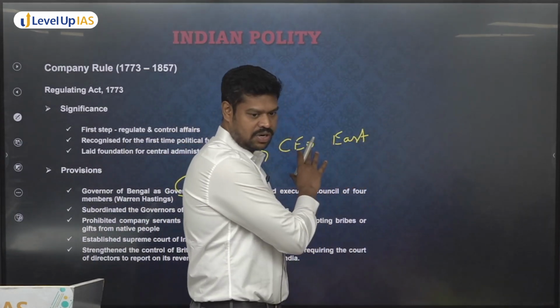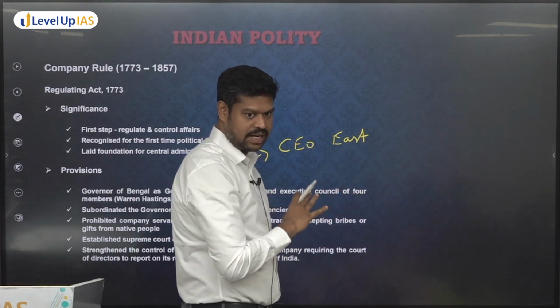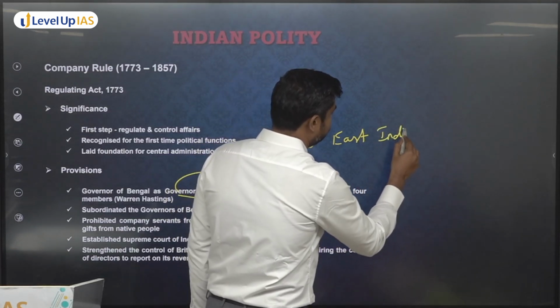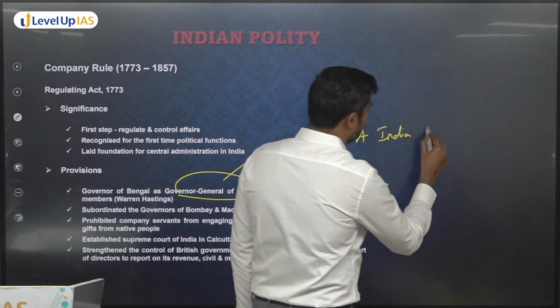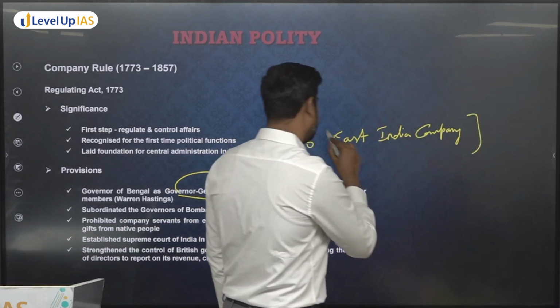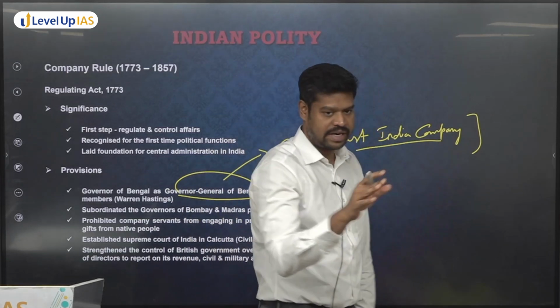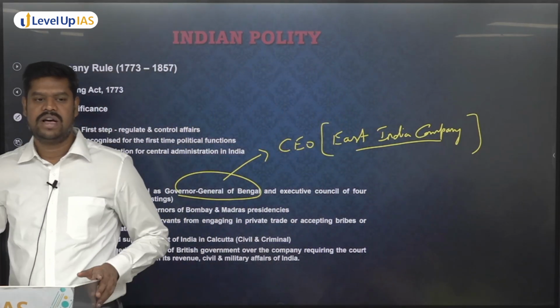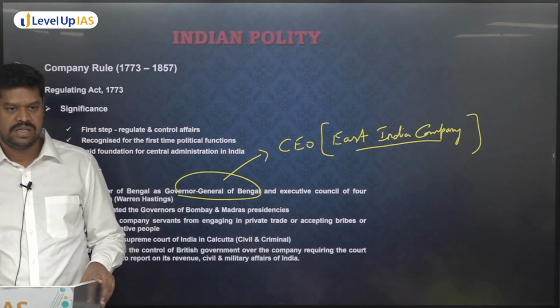Although this reference is not given in the textbook, for your easy understanding, I'm saying he's like a CEO of the East India Company. And who appoints the CEO? Who will appoint the CEO? Very good. The board of directors or the court of directors. The right word is court of directors. That is what the text says. Court of directors, who are nothing but the owners of the East India Company.